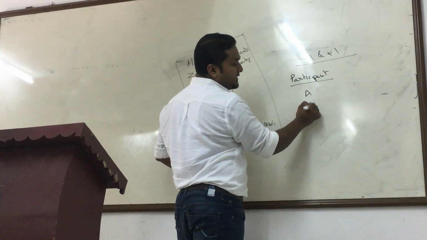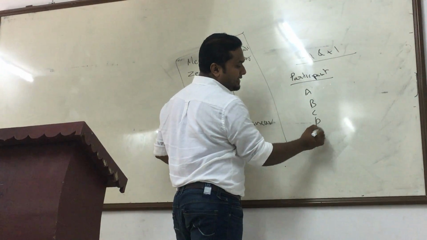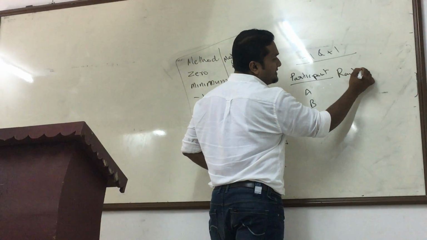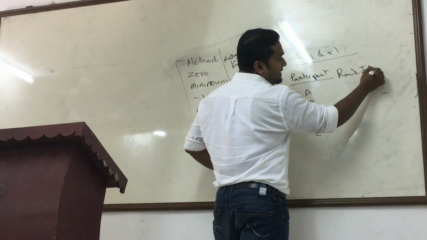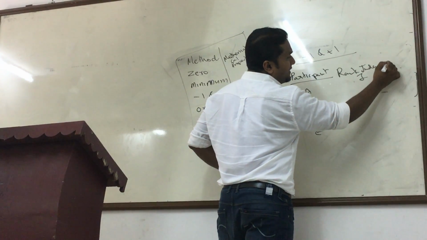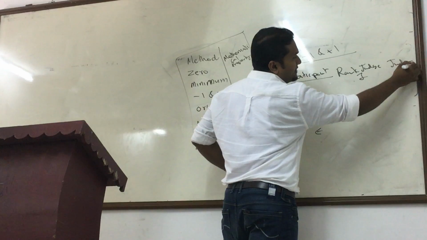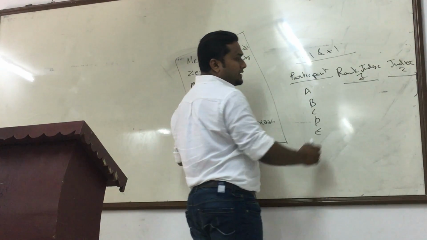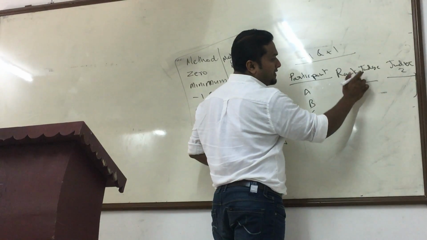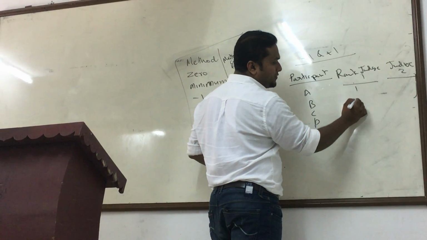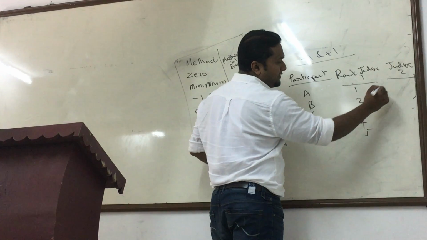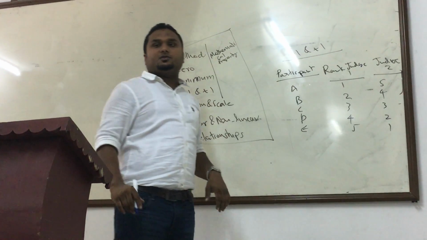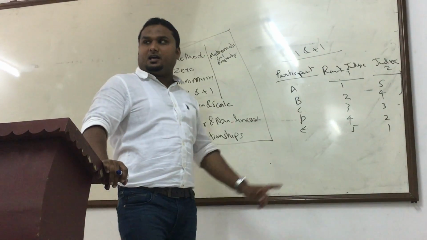The participants are A, B, C, D, E, and these are the ranks given by 2 judges, ranked by judge 1 and ranked by judge 2. The first judge has given 1, 2, 3, 4, 5, and the second judge gave 5, 4, 3, 2, 1. Now the question is, what is the rank correlation?